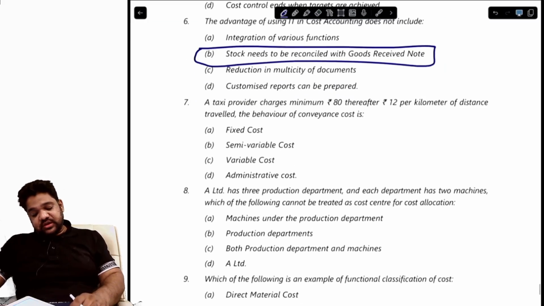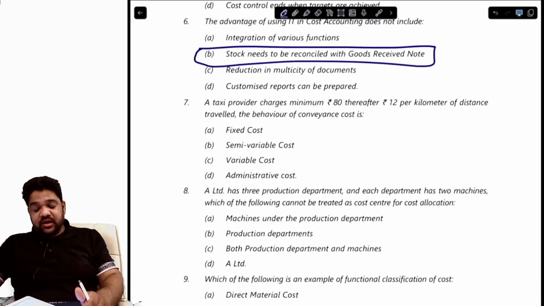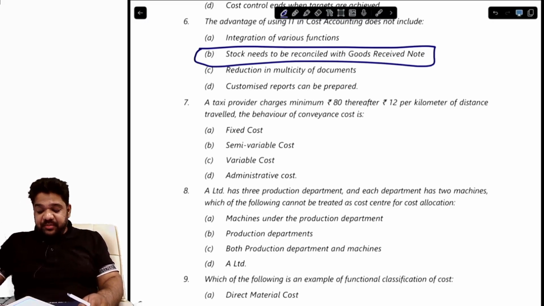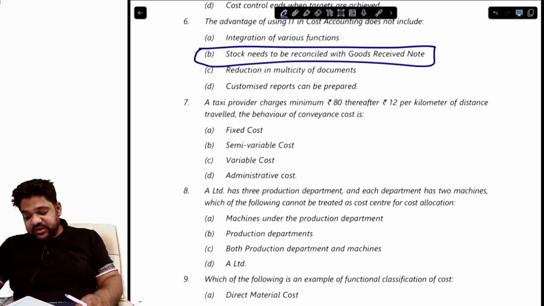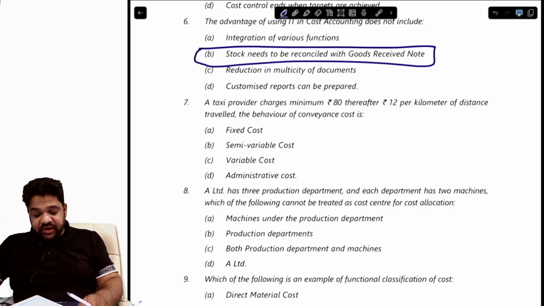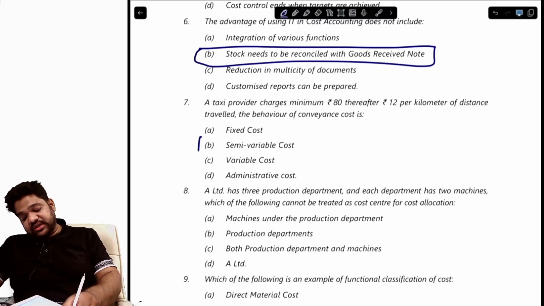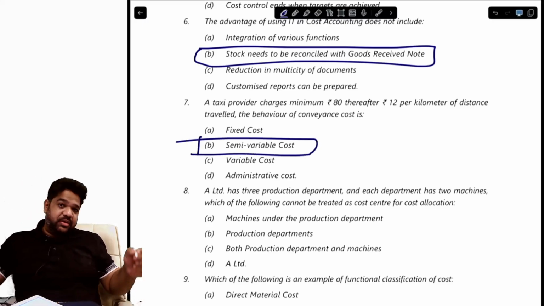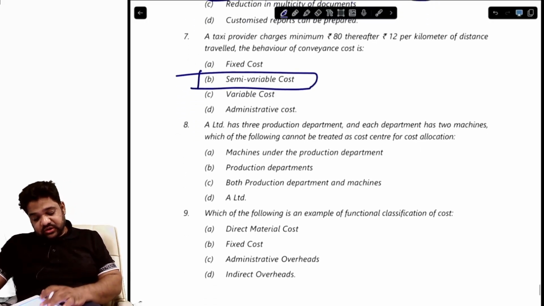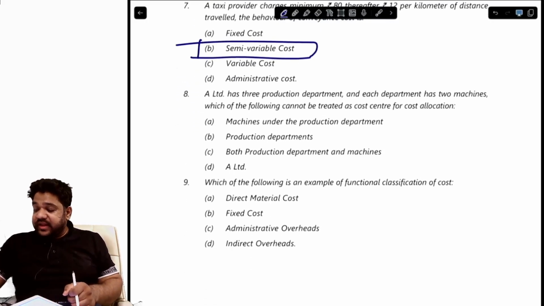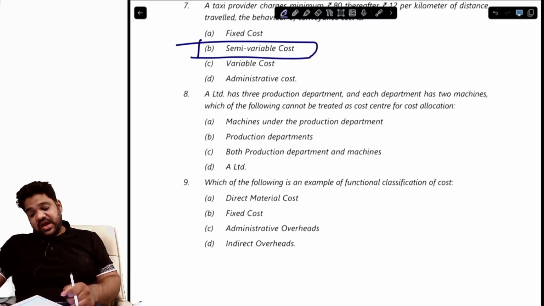Now, this is a stupid one. I'm sure anybody in their sleep would answer this to me. A taxi provider charges minimum 80 and thereafter 12 per kilometer of distance traveled. The behavior of conveyance cost is definitely semi-variable, part fixed, part variable. So that's semi-variable. Then you have A Limited has three production departments and each department has two machines.